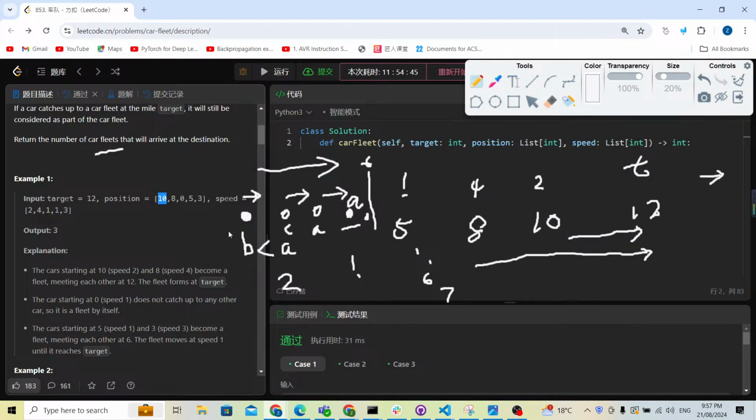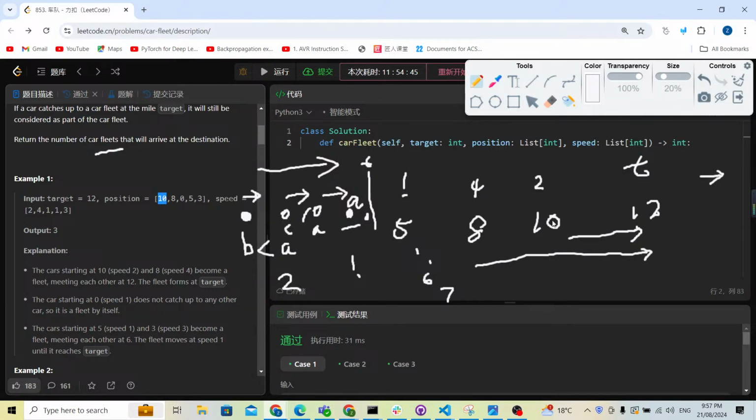So what kind of data structure can we use to solve such a problem? If they are neighbors, we always check the speed. If this is faster and this is slower, and they meet before the target, it means they're going to become one. And this one also becomes one, and this one also becomes one. So the data structure is going to be a stack. We can use a stack to solve the problem.